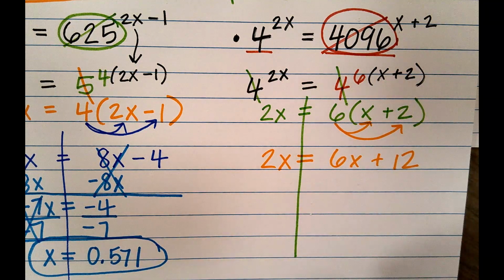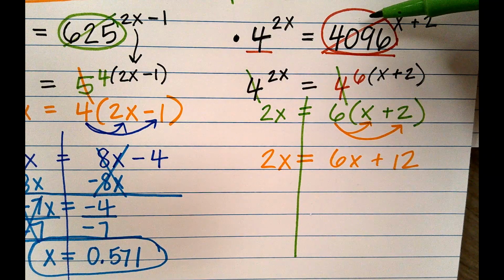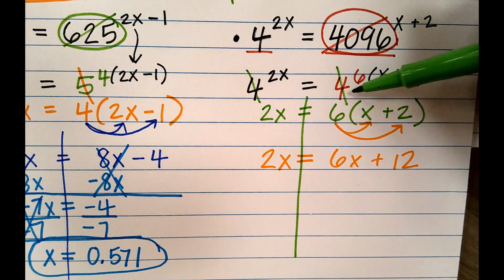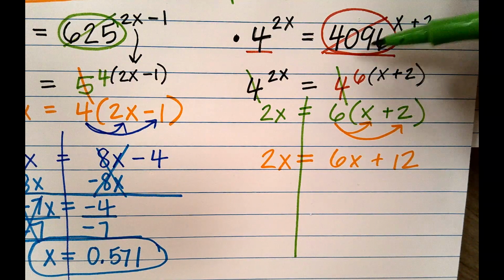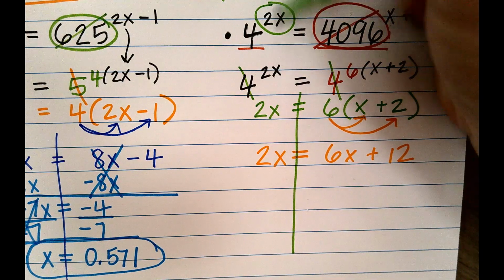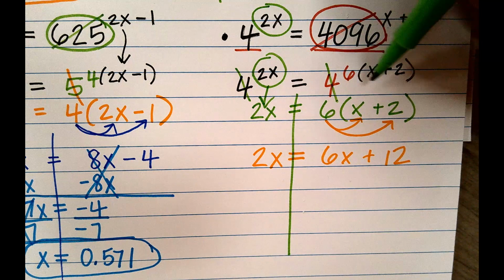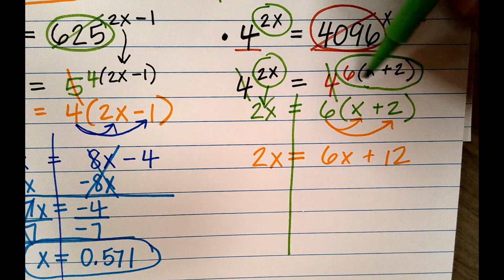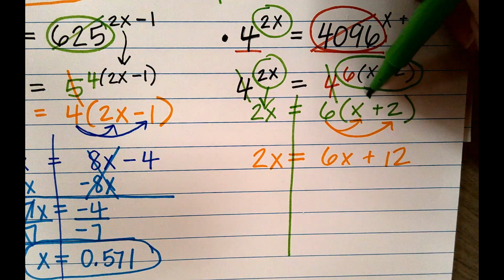That's funny. Okay, just to reiterate what's happening here, all we did is rewrite 4096. We replaced it with 4 to the 6th power because that's the same. 4 to the 6th power is 4096. Then I just took my 2x, brought it down there, and whatever was left over was the 6, and then the parentheses, the x plus 2. So I brought that here.